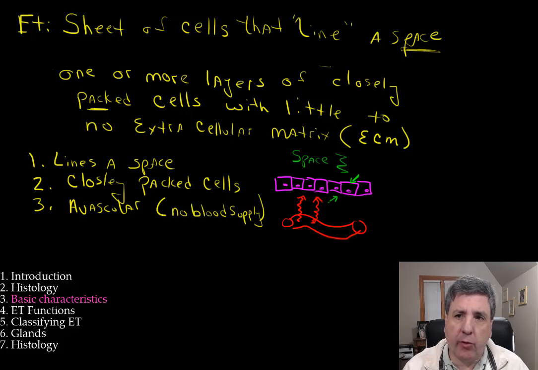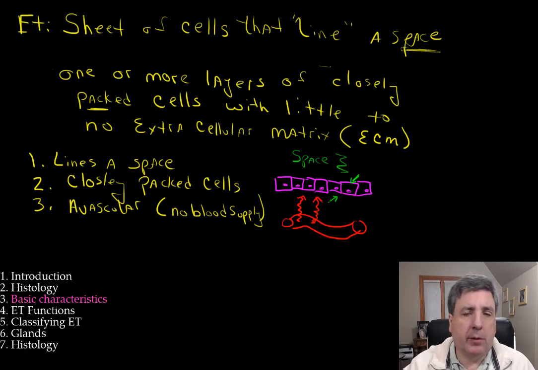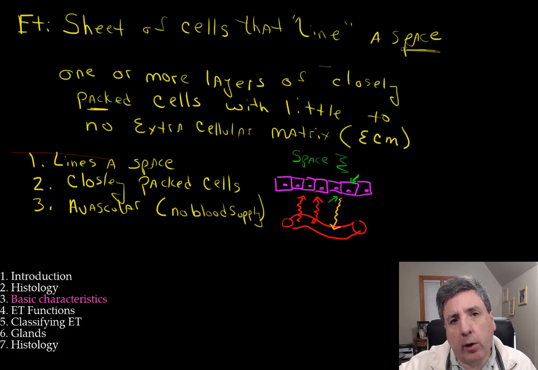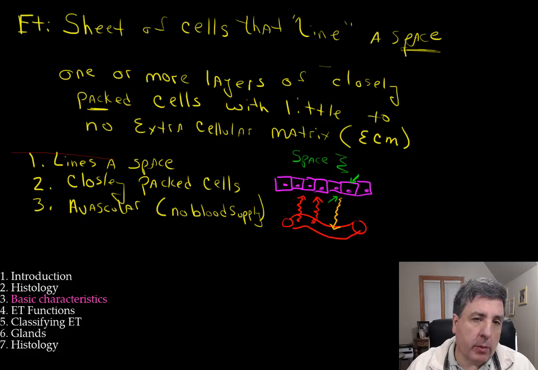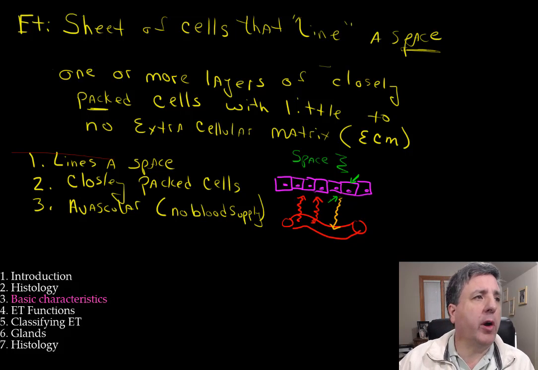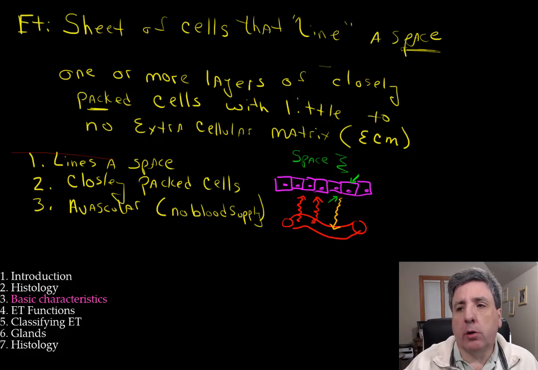So it's just diffusing through the extracellular matrix, through other tissues, to get to those cells in order to nourish them. Likewise, waste products work their way back into the blood vessels, and then get carried away. If it's carbon dioxide, it's going to make its way to the lungs. It could be other waste products as well. So that's what avascular means.